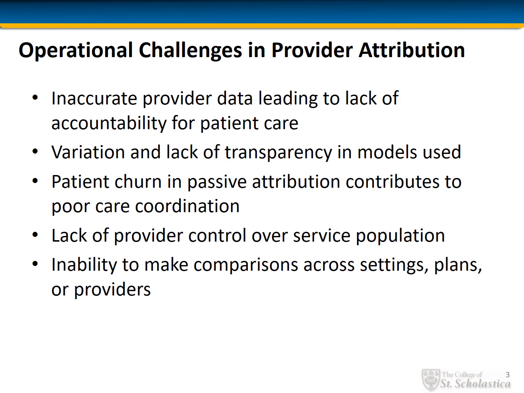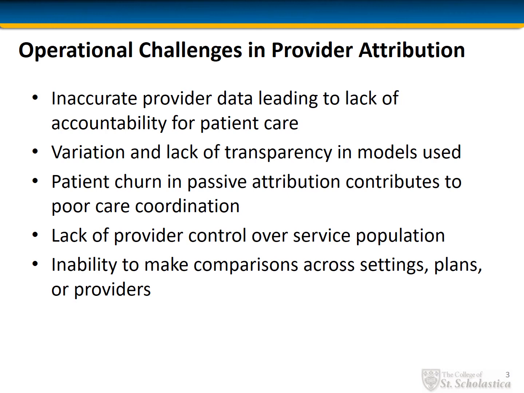First, inaccurate provider data leading to lack of accountability for patient care, such as we've discussed in Unit 7, could be improved by requiring use of the National Provider Identifier and discontinuance of the use of the Tax Identification Number, or the TIN, for billing, which precludes attribution of patients to an individual provider.